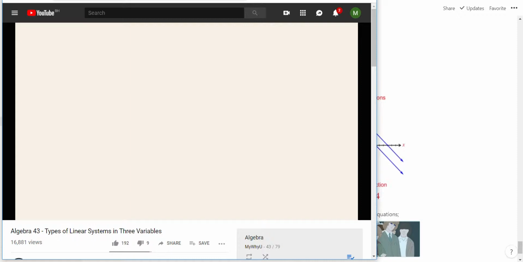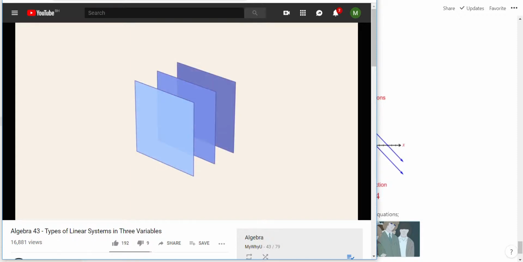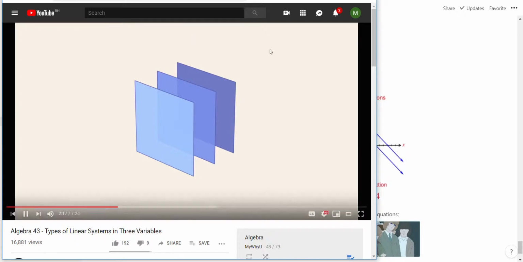Likewise, systems of 3 linear equations in 3 variables can have a single unique solution, no solutions, or an infinite number of solutions, depending on the ways in which the 3 planes are oriented.